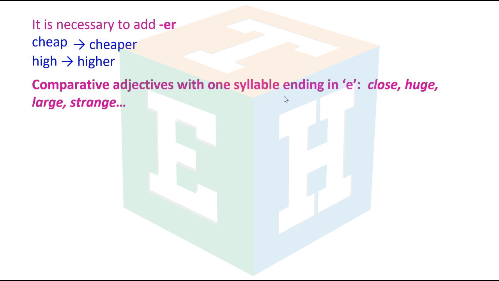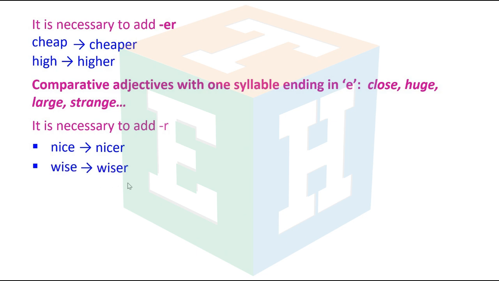Comparative adjectives with one syllable ending in "e": close, huge, large, strange. It is necessary to add R. Nice, nicer. Wise, wiser.